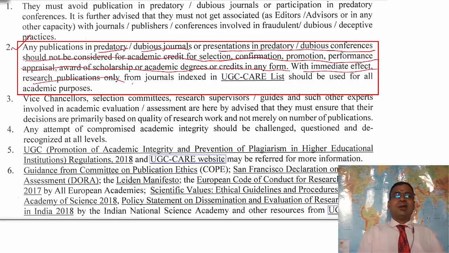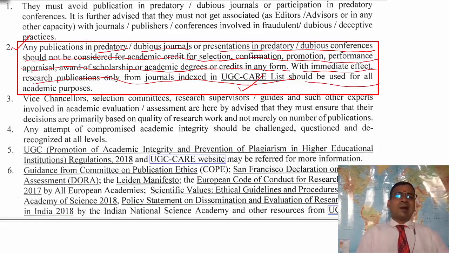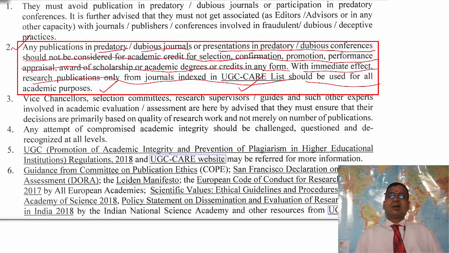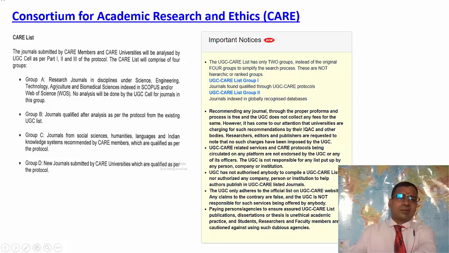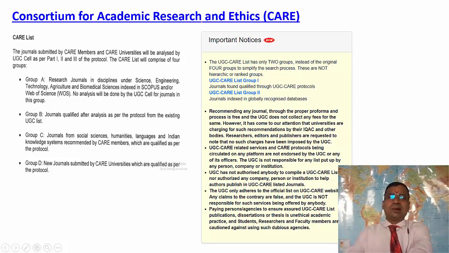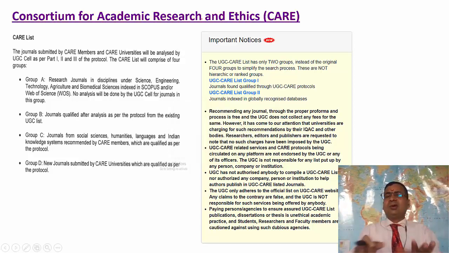Research publications only from journals indexed in the UGC CARE list, this is the most important word for you, should be used for all academic purposes. You are a research scholar, you are getting scholarships from UGC. Also, you need to publish some research papers before submission of your thesis. At that time, you must see that your paper is published in UGC CARE listed journals only. If we talk about the UGC CARE list, previously in 2019 there were 4 groups, but later on these CARE list journals have been categorized into 2 lists only.